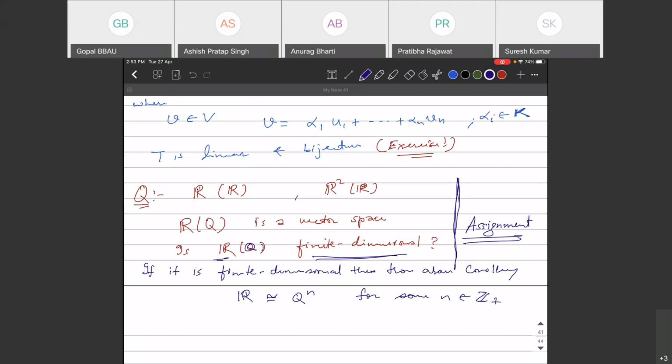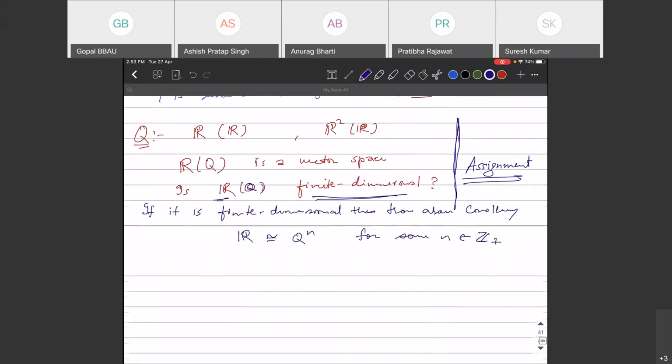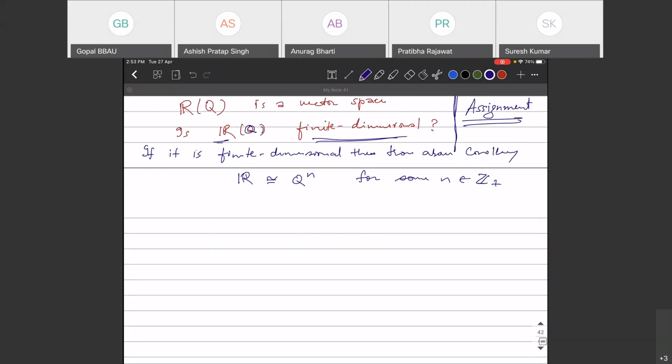Okay, yes sir. Do you know what R is like, is it countable or uncountable? R is a countable set or uncountable set? And what about Q? Is Q countable or uncountable?